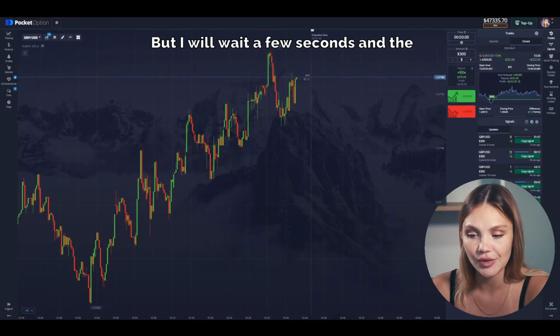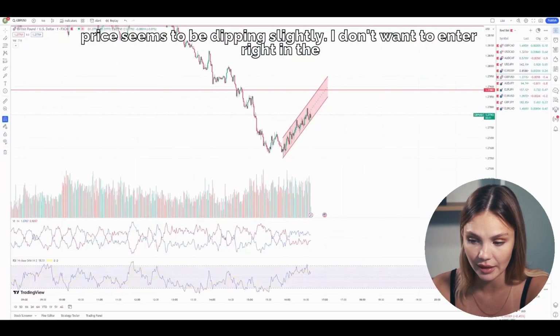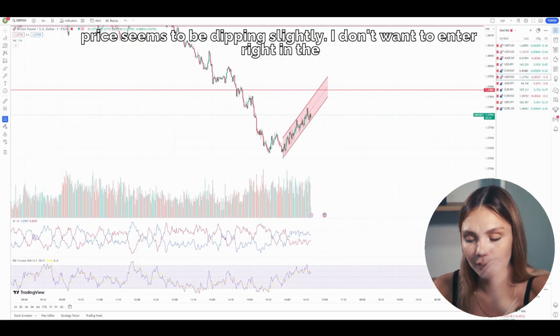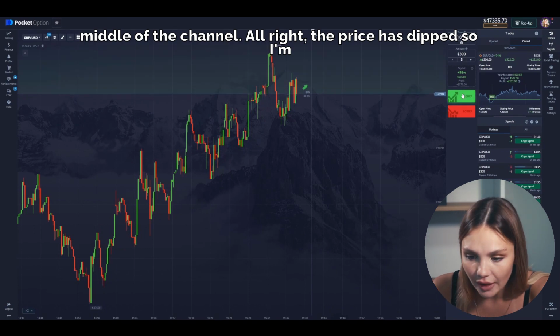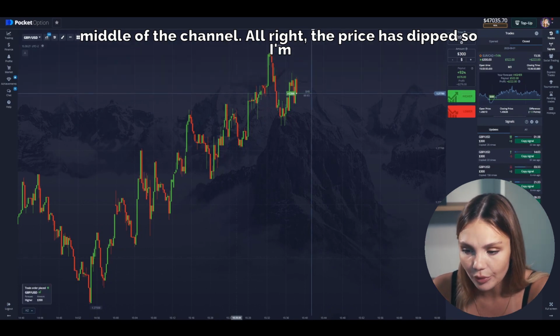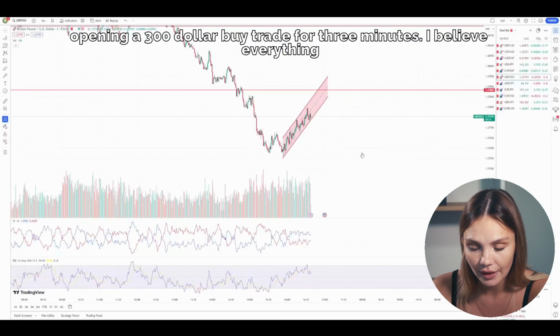But I will wait a few seconds and the price seems to be dipping slightly. I don't want to enter right in the middle of the channel. Alright, the price has dipped. So I'm opening a $300 buy trade for 3 minutes.